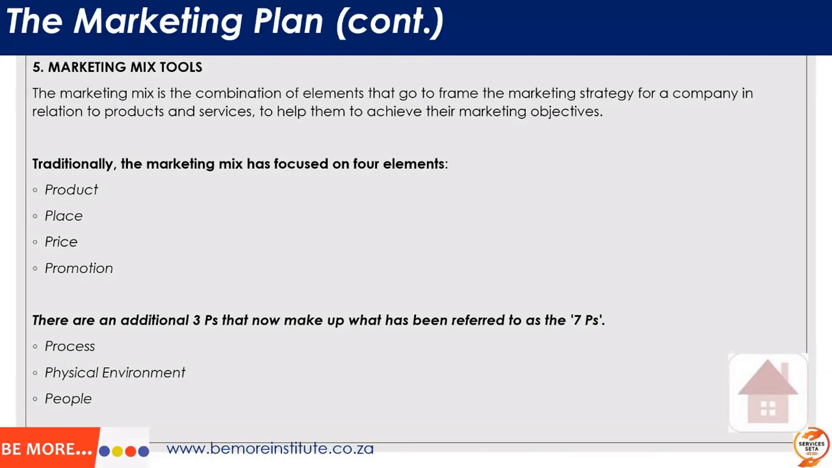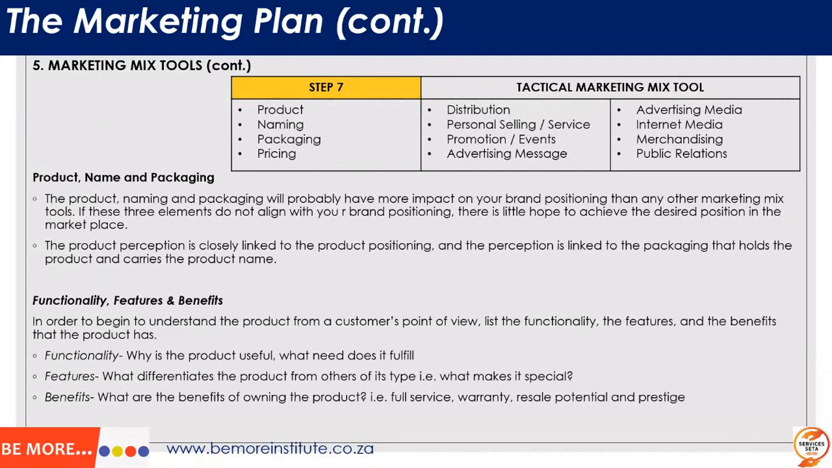But now there are 3 other P's that have been added, which now make up 7 P's: the process, the physical environment, and the people. What are we talking about in here? So step 7, the marketing mix tools that we spoke about. It's step 7 in the broader 10 steps, but from the marketing plan point of view, it's step 5, because the first 2 are more the background.